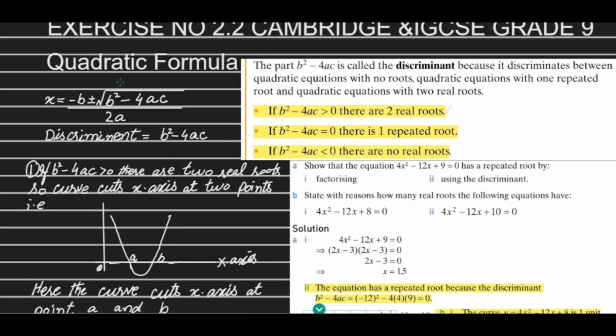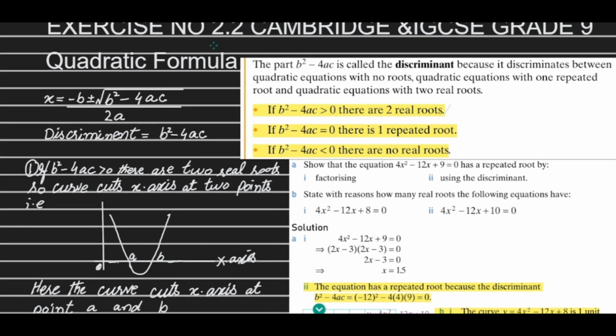Today we will discuss the quadratic formula, before starting exercise 2.2, Cambridge IGCSE grade 9. First of all, we write the formula x equals minus b plus or minus the square root of b square minus 4ac, over 2a. This is the quadratic formula, and the part b square minus 4ac is called its discriminant. Today we will study the conditions of the discriminant.